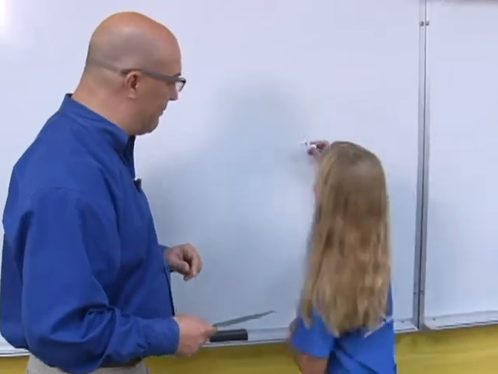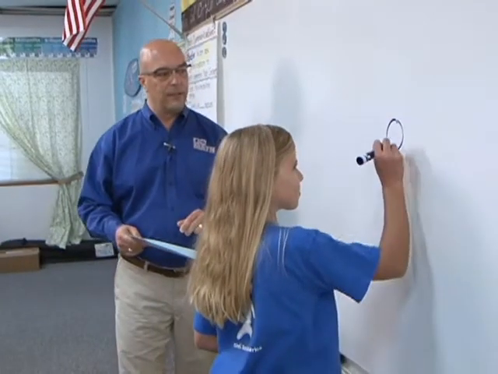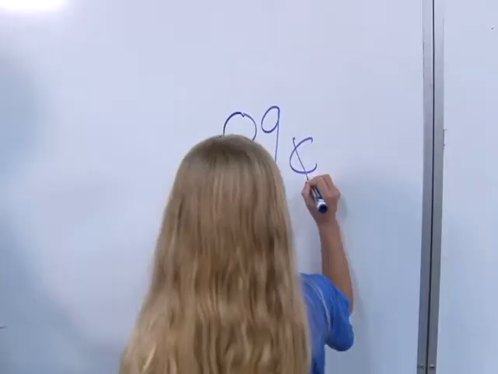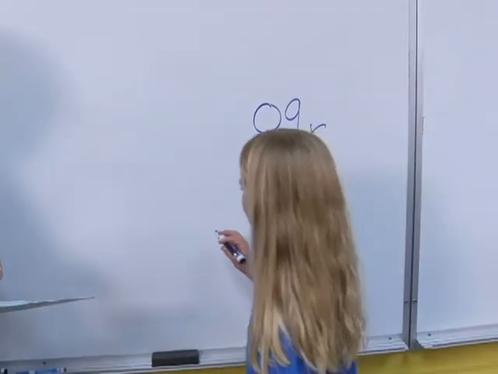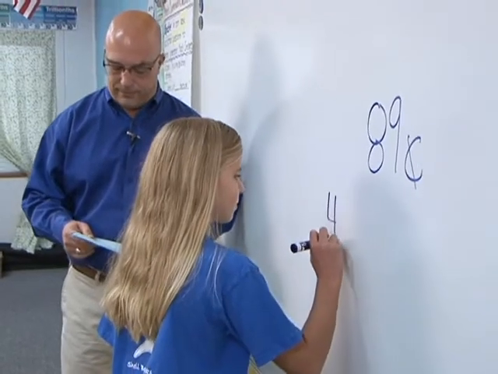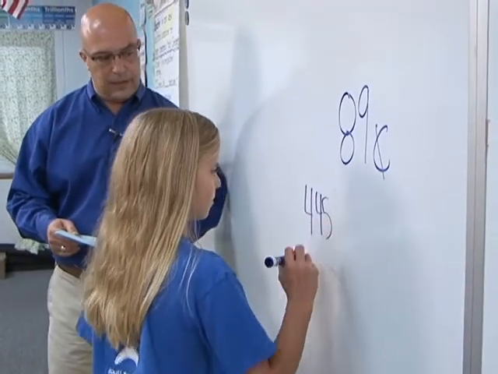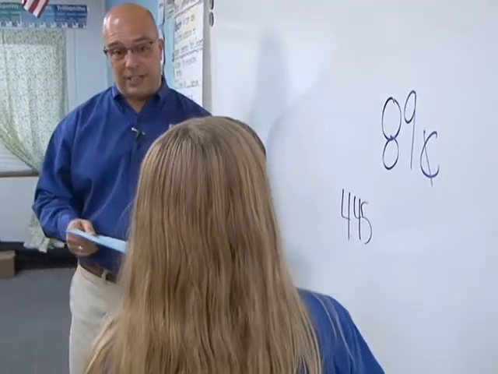Grace bought cookies that cost 89 cents per pound. She paid $4.45 for all of the cookies. How many pounds of cookies did Grace buy?